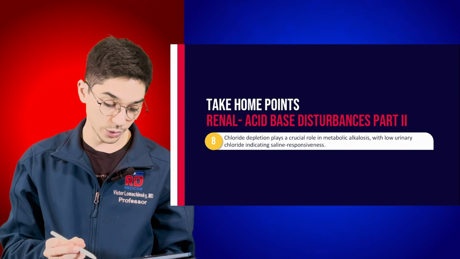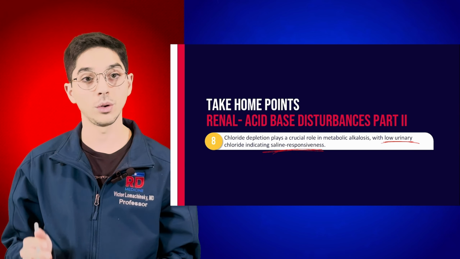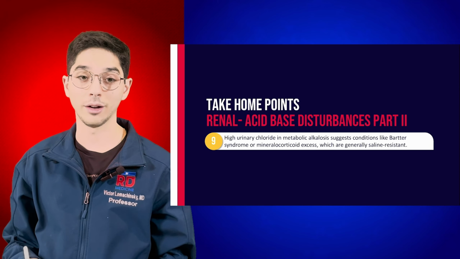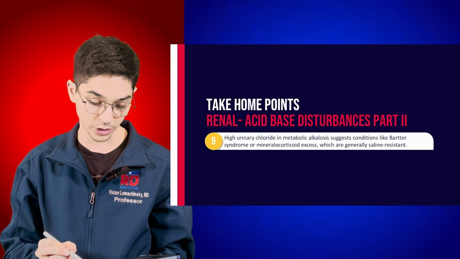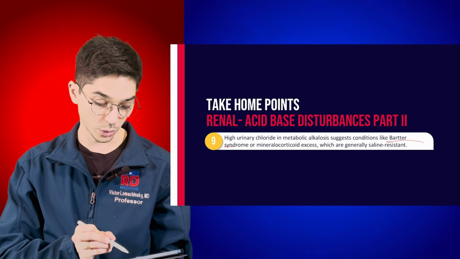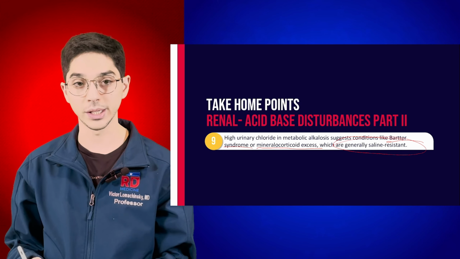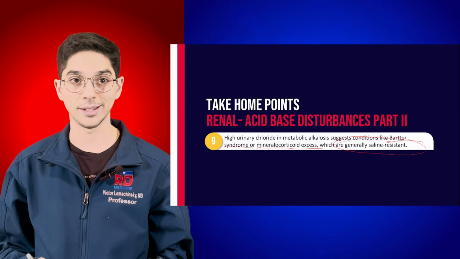Now, low urinary chloride indicates saline responsiveness, so you can treat this person by giving them fluids. High urinary chloride, however, points you in a very different direction, and it can suggest some rare conditions like Bartter syndrome or mineralocorticoid excess, which are generally saline resistant. So giving fluids to those patients wouldn't do a thing to their acid-base disorder.